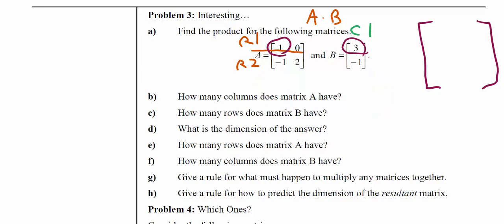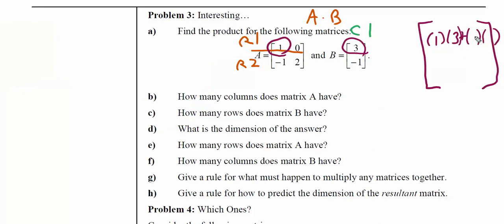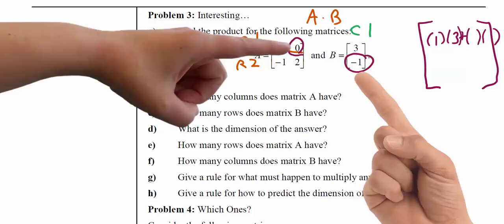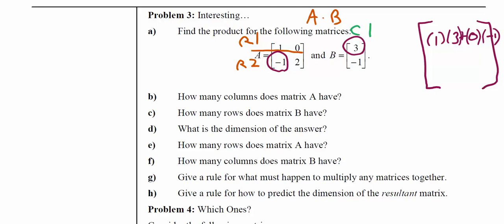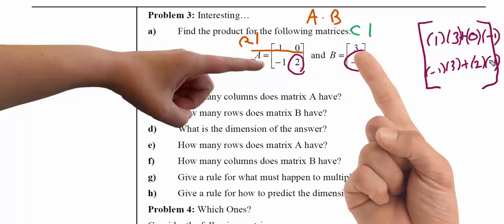We will put our left finger on 1 and our right finger on 3. And then we move both fingers at the same time. And we get this set up right here. Moving on to row 2, column 1, we get negative 1 times 3 plus, moving both fingers, 2 times negative 1. Remember that we move both fingers. The left finger moves to the right, and the right finger moves down at the same time.